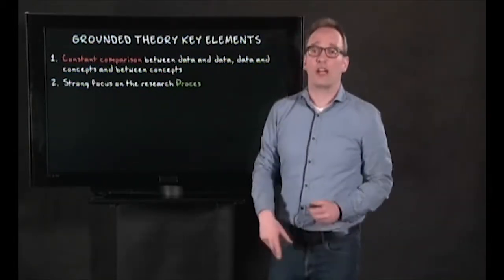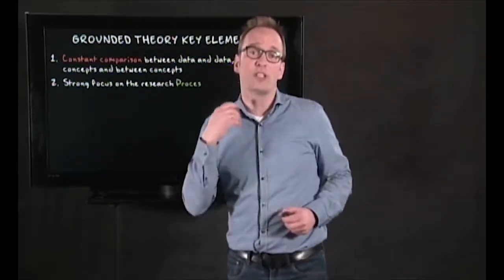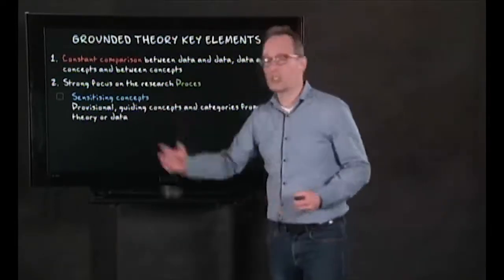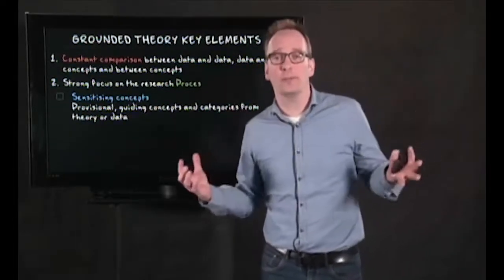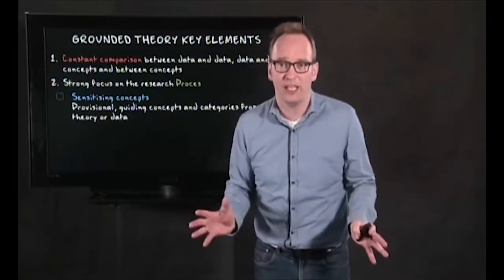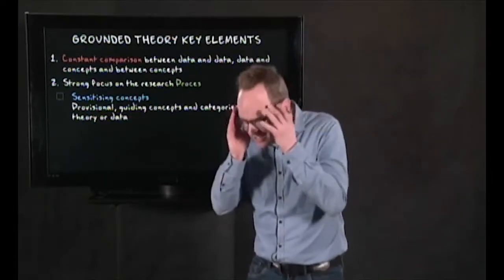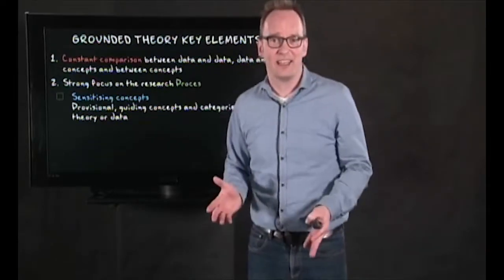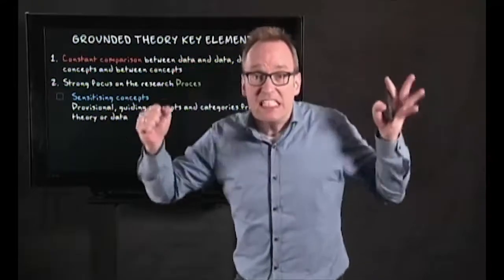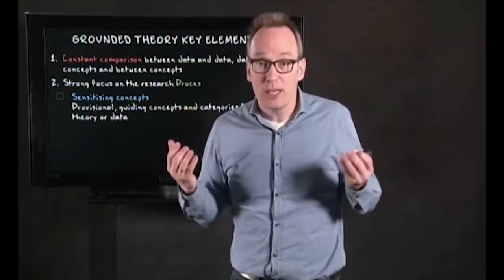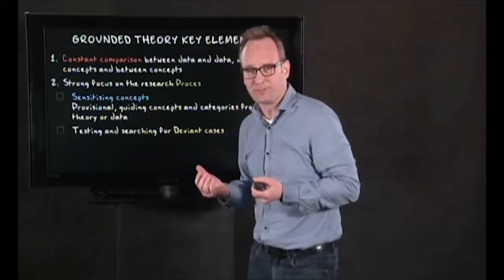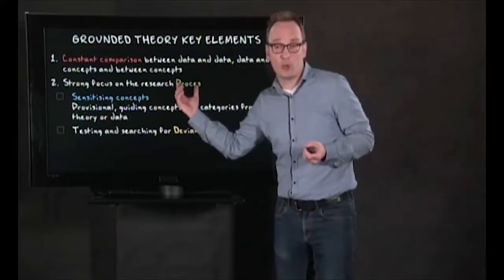Second key element of grounded theory is its strong focus on the research process as a process. How? Well, first, they used the concept of Blumer about sensitizing concepts. Every concept is temporary and provisional. They give some guidance, but that's it. You shouldn't pin them down. They're not written in stone. Concepts are temporary and you develop them throughout your research. So it's a processual approach.